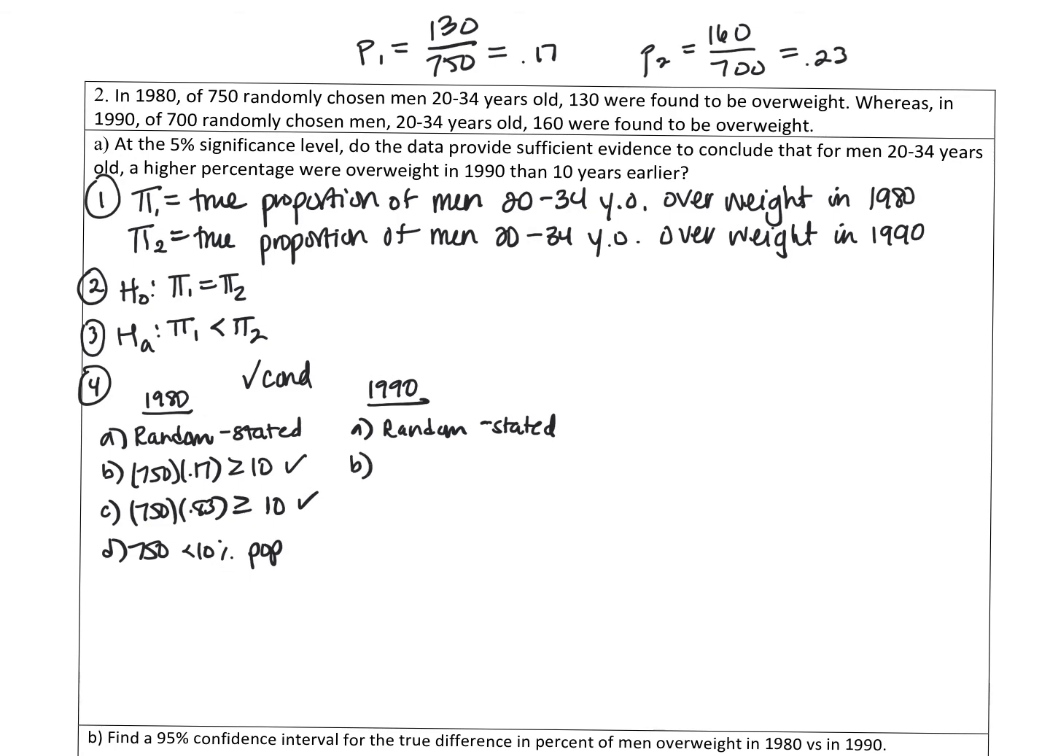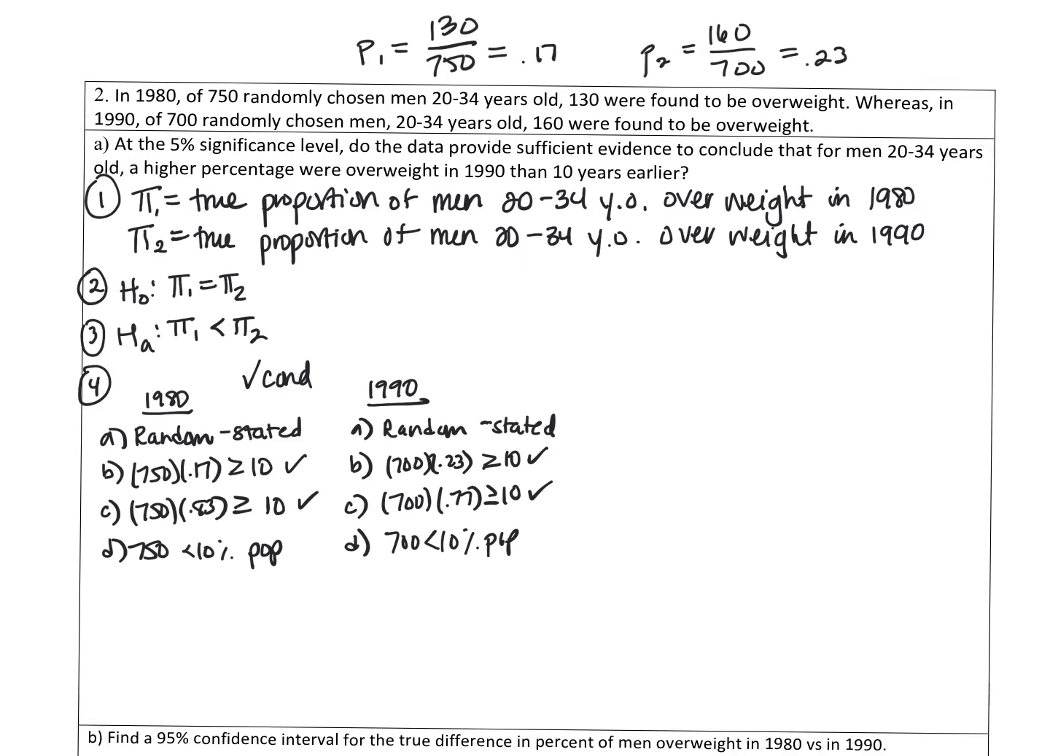Okay, part B. N, which is 700, times p, which is 0.23, is equal to 160. So we know that's greater than or equal to 10. And so then we know just by subtraction that the opposite is also going to be greater than or equal to 10. We can just do that mentally. And 700 is less than 10% of the population, so we're good to go here.